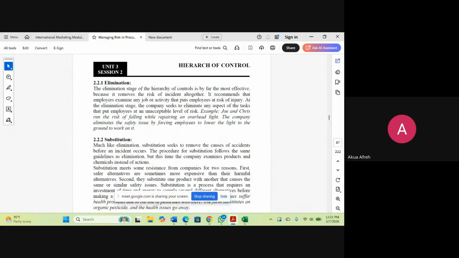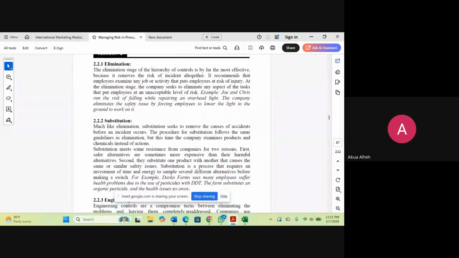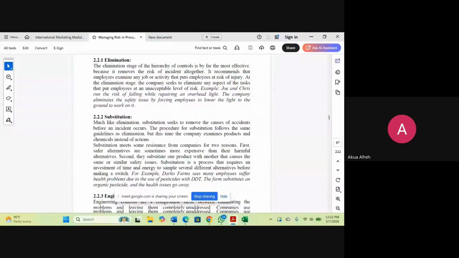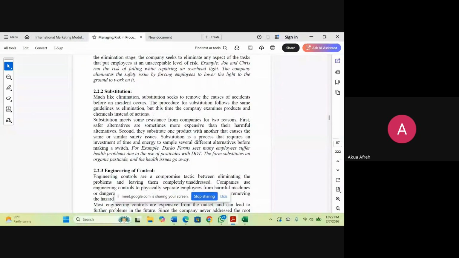Then there's substitution. The second one is substitution. Substitution works just like elimination. But with elimination, whatever is causing the issue, you just take it away. With substitution, what we are saying is that you try to find a safer alternative. You replace a risky process with a safer alternative.